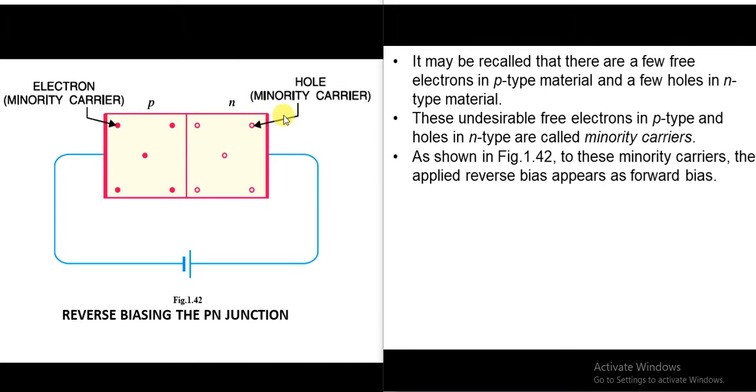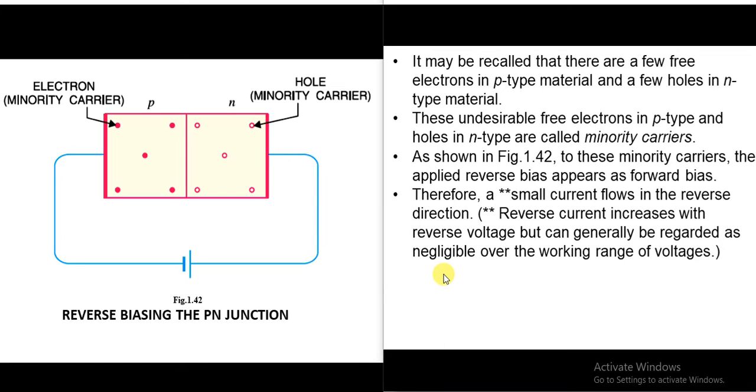Now because of the application of reverse bias, these minority carriers will recombine with each other, and because of the recombination of the minority carriers, the reverse current or the reverse saturation current or the reverse leakage current flows through the circuit. This small current flows in the reverse direction, but it is very, very negligible over the working range of voltages.